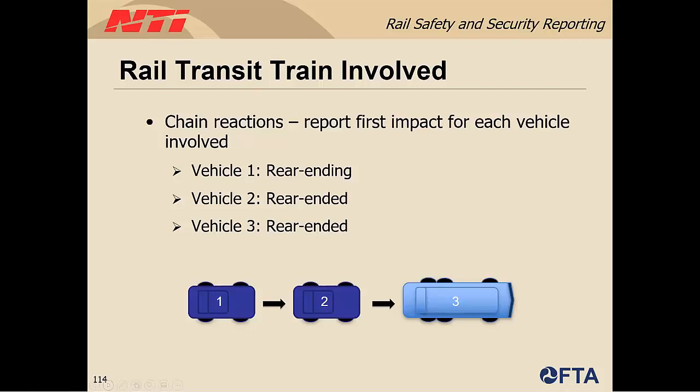which means that vehicle 2 was rear end dead, which then pushed vehicle 2 into the back of the train. I know that kind of looks like a bus there, but let's pretend it's a train. And so the vehicle 3, the transit vehicle, would be also reported as rear end dead.